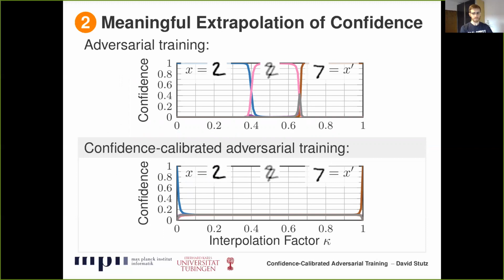Here, for example, we show the confidence of the model along an interpolation between two test examples, a 2 on the left and a 7 on the right. And on the top, adversarial training will always yield high confidence predictions. And this is shown especially for the pink line in the middle, where adversarial training gives a very high confidence to this combination of a 2 and a 7. Our confidence-calibrated adversarial training on the bottom, in contrast, results in a uniform distribution as it is trained. And I think this is significantly more meaningful, to assign low confidence on these examples that are kind of unknown and that clearly do not belong to the data distribution.